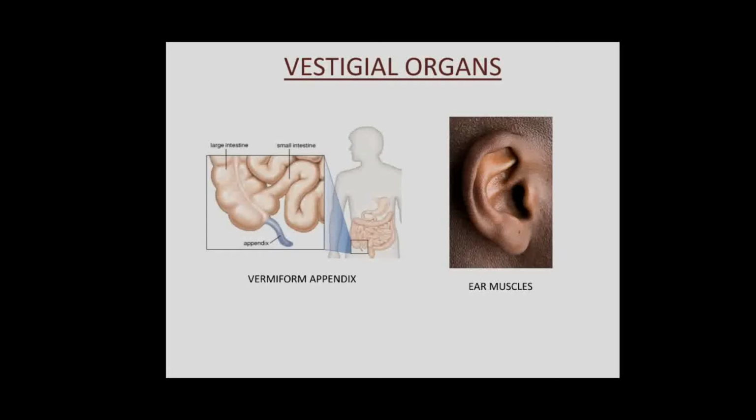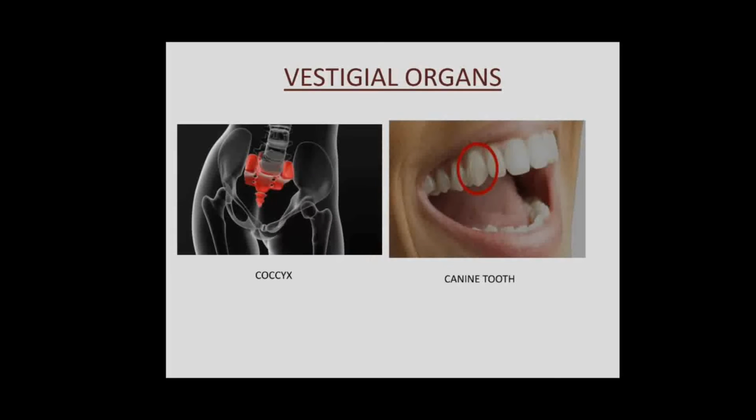Another example is ear muscles. In humans, ear muscles are reduced and non-functional. In other animals, they are used for fanning to drive away insects and also for directing the sound towards the tympanum. Another example is the coccyx bone. In humans, it is a reduced, fused caudal bone, but in other animals like cat, dog, cow, it becomes the tail, which is used for driving away insects.